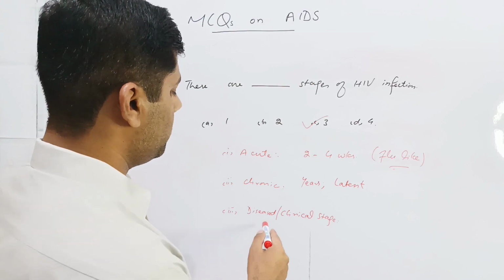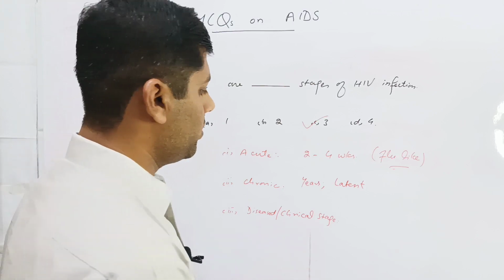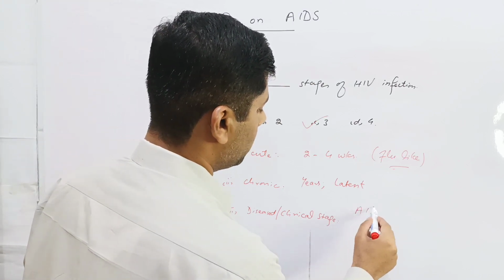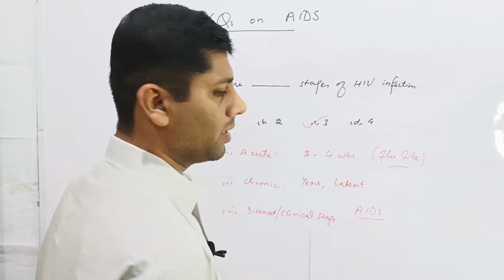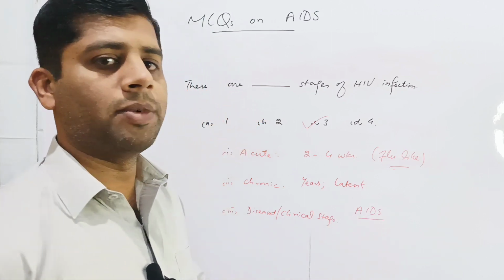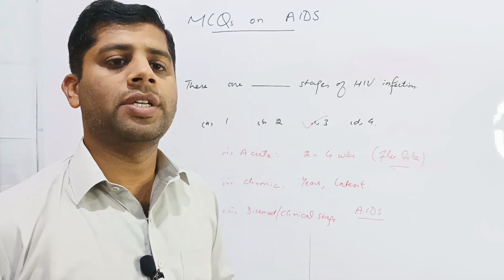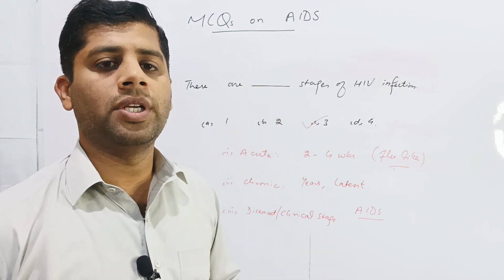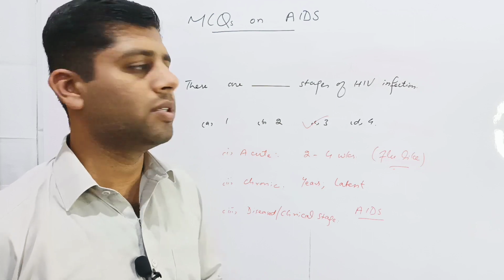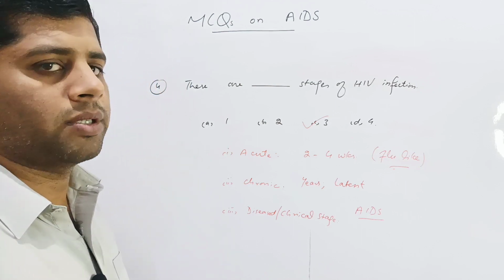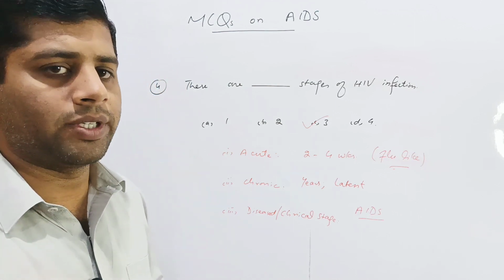The last stage is the diseased or clinical stage, in which the prominent signs, the clinical manifestations of AIDS, occur, and this is also called the symptomatic phase. At this stage there is no cure for the disease. Clinical manifestations have occurred and the immune system of the individual has been damaged. So this is the last and advanced stage of HIV infection.